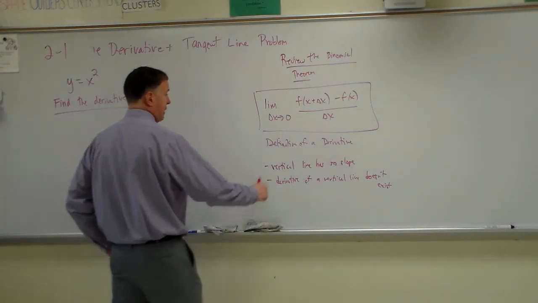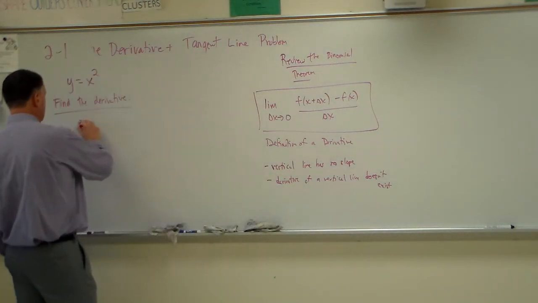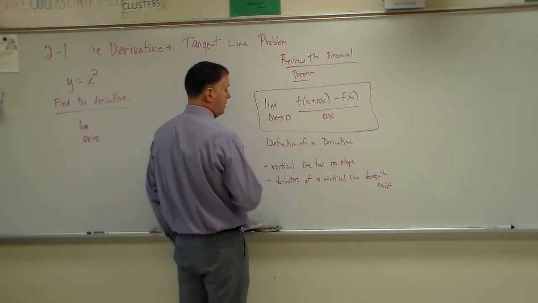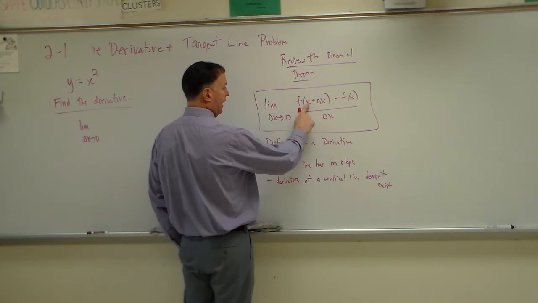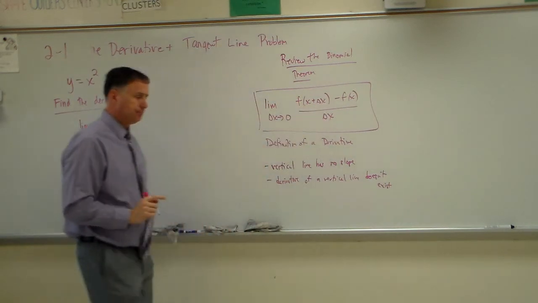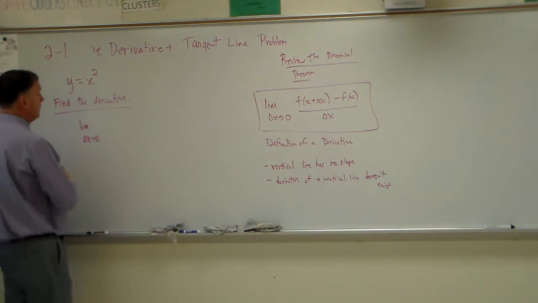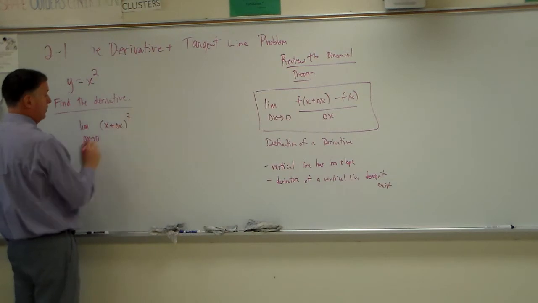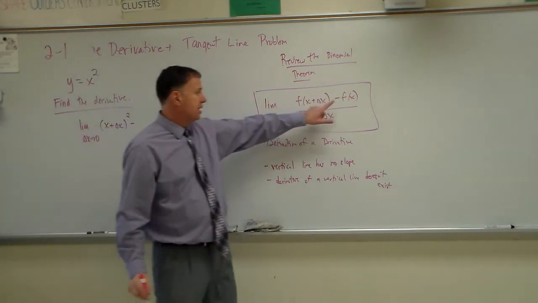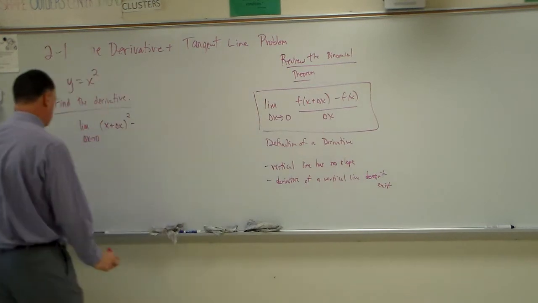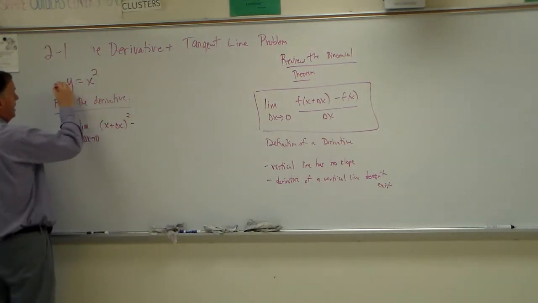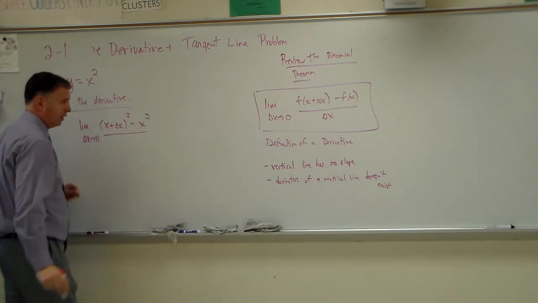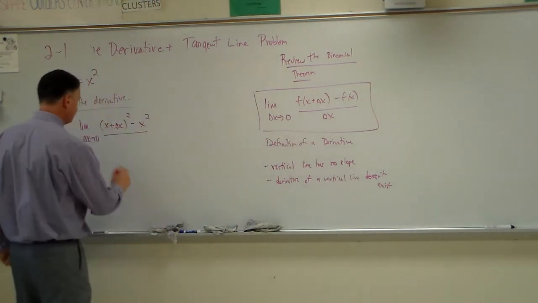So this formula says that I write down the limit as delta x goes to 0. I've got to plug x plus delta x into my function. My function says x squared. So I'm going to have x plus delta x squared. Then it says minus f of x. Well, what's f of x? Y is f of x, right? I could have written it this way. Minus x squared over delta x.